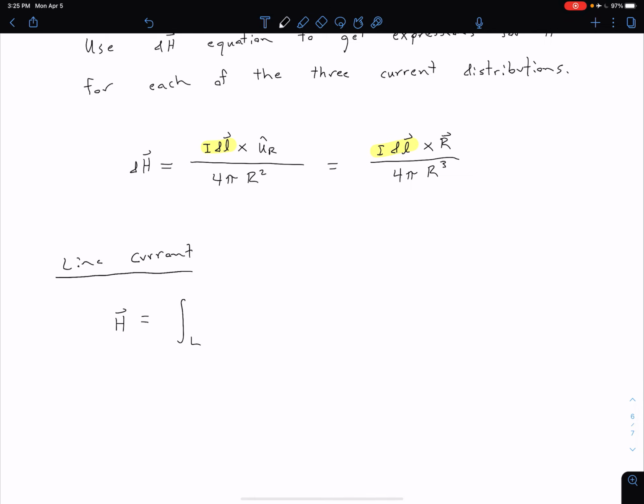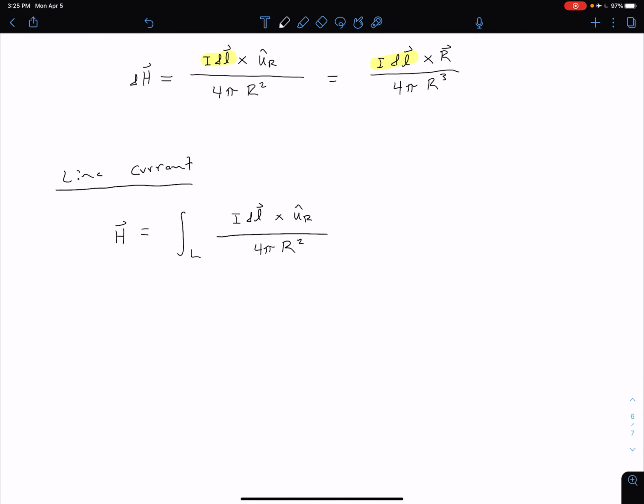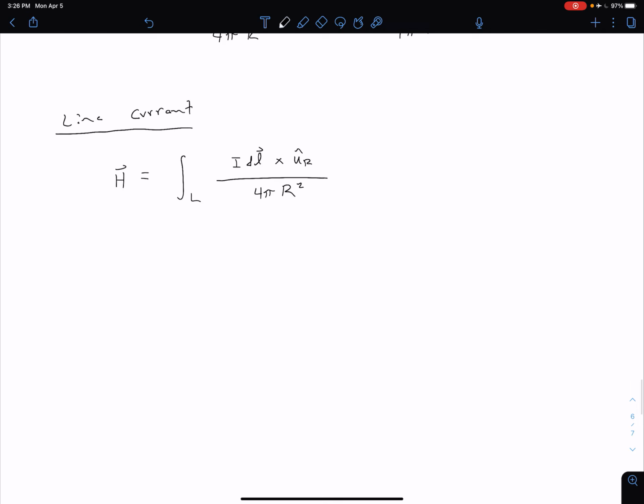So our H is going to be the integral over the line of I dl cross the unit vector in the R direction, divided by 4 pi times R squared. Remember the definitions from the previous video: the unit vector in the R direction points from our current carrying filament to our observation point, and of course the capital R in the denominator is the magnitude of that distance. That is how we would find our H due to a line current. We can also do the same thing for our surface and volume currents.